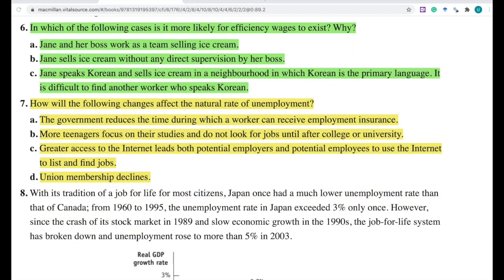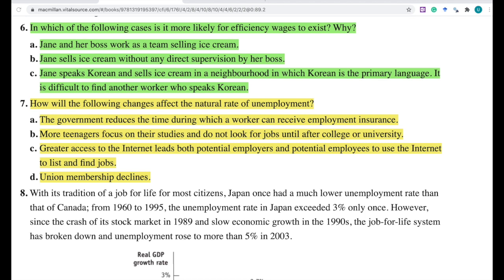We are trying to figure out what happens to the natural rate of unemployment. In A, the government reduces the time during which a worker can receive employment insurance. So in this case, the workers will be less willing to spend time searching for a job. This will reduce the amount of frictional unemployment and lower the natural rate of unemployment. In B, more teenagers focus on their studies and do not look for jobs. That will decrease the natural rate of unemployment. In C, greater access to the internet leads both potential employers and potential employees to use the internet to list and find jobs. In this case, frictional unemployment will go down. The natural rate of unemployment will go down too.